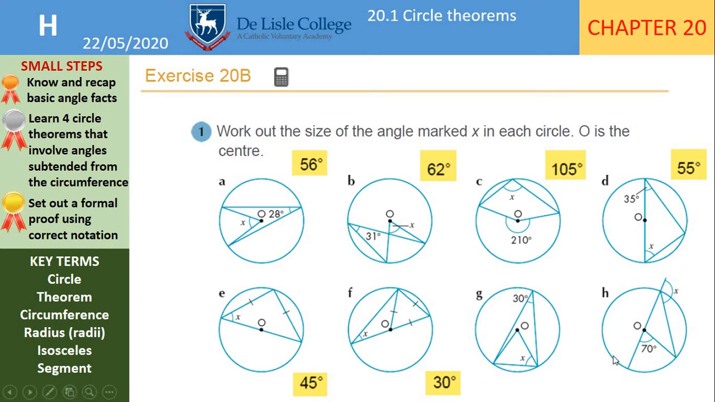Question G, X is going to be the same as this angle here, because they both got a radius, so that is an isosceles triangle. Angle at the centre, double the angle at the edge, so we've got 60. These two are the same, which means they're both 60 degrees. Question H, we are going to have angles on a straight line, so this is going to be 110. We've got two radii, so these two angles are going to be the same due to an isosceles triangle, and then angles on a straight line again, so 145 degrees.